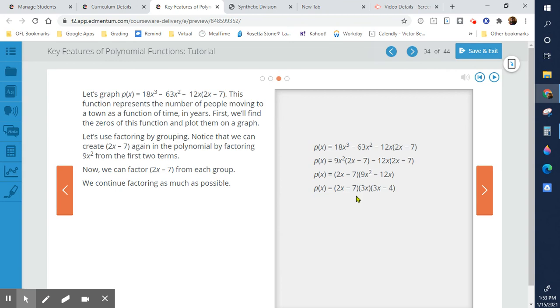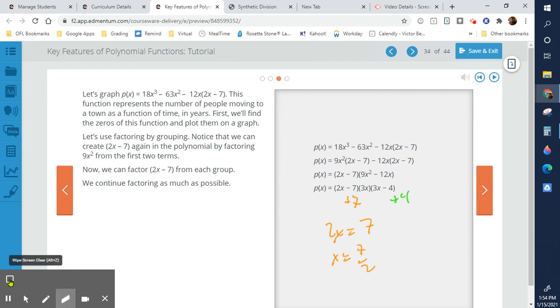So let me grab my pen. We're going to add 7 to both sides. We get 2x equals positive 7, so x is equal to 7 over 2. For this one, we're going to add 4. Let me use a different color. We're going to add 4 to both sides. Why am I explaining this? Edmentum's going to explain it right now. So they'll show you how to do it.